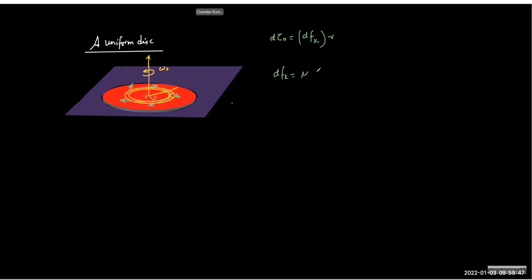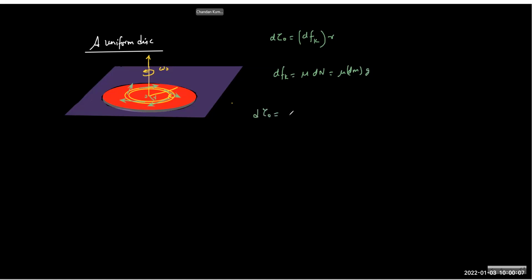The friction is equal to mu into dN. Why dN? Because the weight of that ring will be small, so that will create a small dN, and dN is equal to mu into dm g. That's easy.